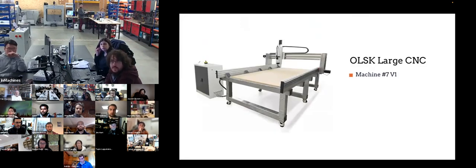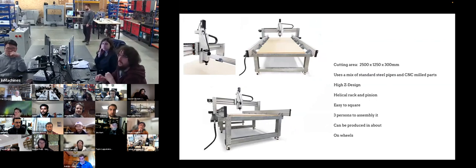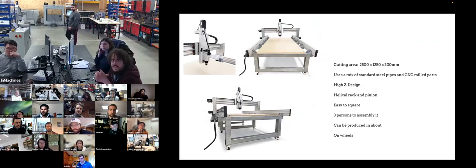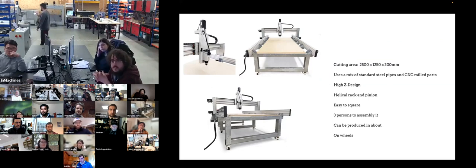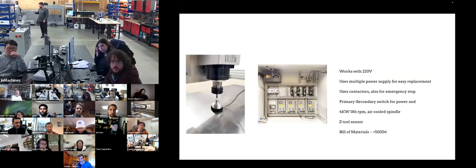So then we also made a large format CNC milling machine, which is the size of the Showbot. This machine has a bill of material which is less than 5,000 euros and uses a mix of standard aluminum profiles, steel pipes, and CNC milled parts in the fab lab. The steel pipes are just cut to size and then drilled, so you don't need to CNC mill hard metal for it. Then all the parts are easy to square and put together. So here you can see some examples.